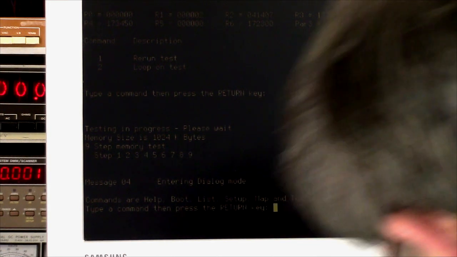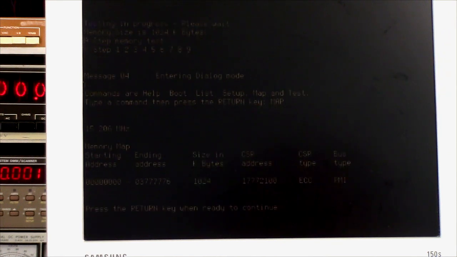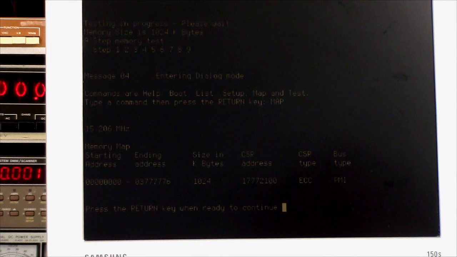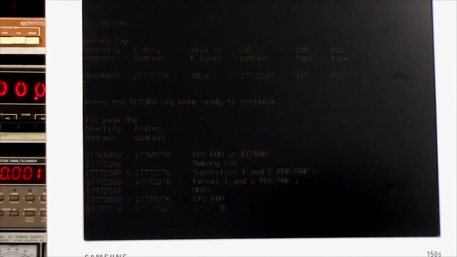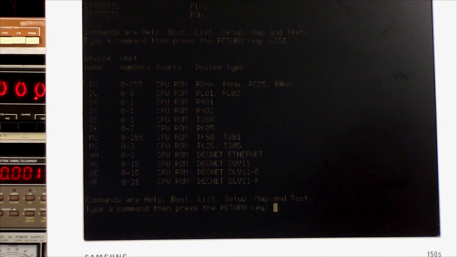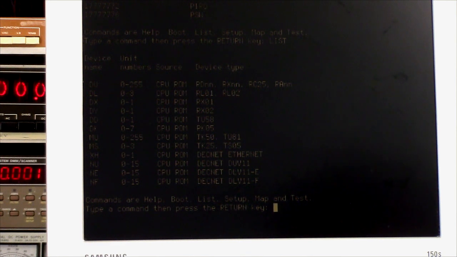Okay. Which one do I want? Map? Okay, we've got our RAM. PMI RAM. That's good. Not gonna boot. What is list? These are my available boot devices. I don't have any of them, obviously, so we ain't gonna be booting off those. But basically we have a working system.